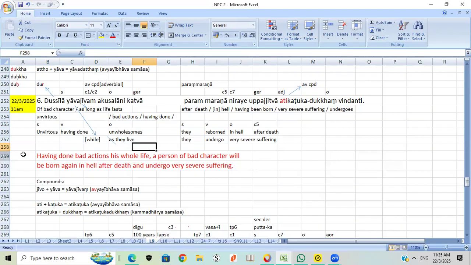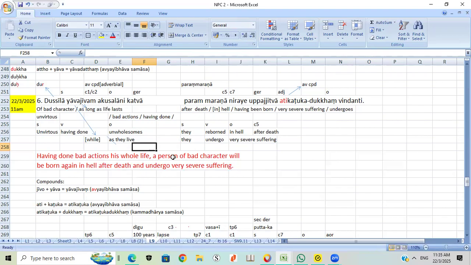So here, this is a rephrase, the red one: having done bad action his whole life. It's understood now, this his whole life. You can render it in many ways: Yava Jivang. Yava means as long as, only, long as in life. This Jiva is a life. So his whole life. This is his whole life.